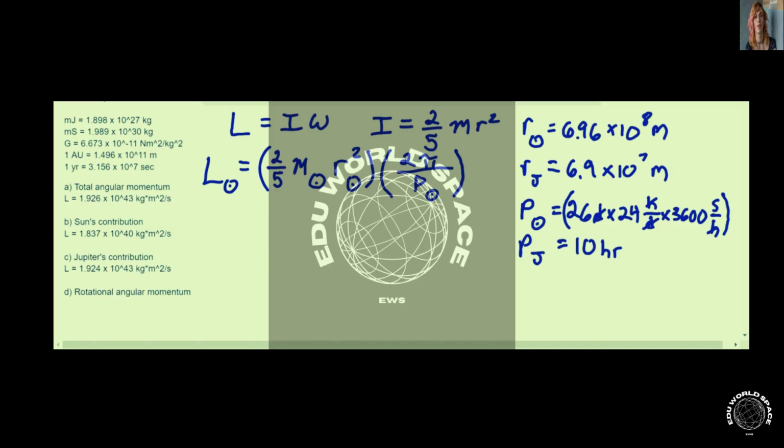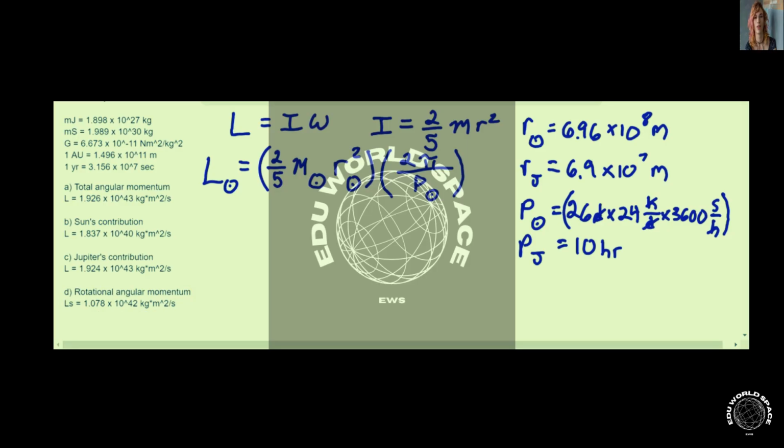Okay, so we plug that all into our handy dandy calculator, and we get that the angular momentum of the sun is given right down here after we plug it in our calculator, 1.078 times 10 to the 42 kilogram meters squared per second. Quite a bit of rotational angular momentum for the sun.